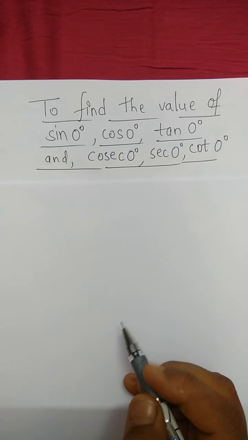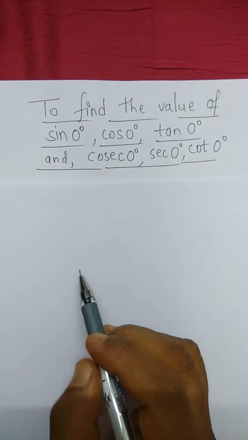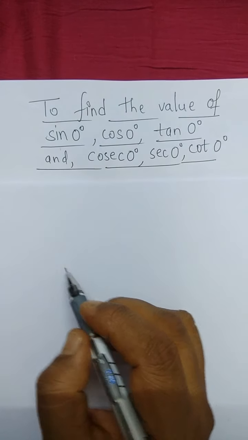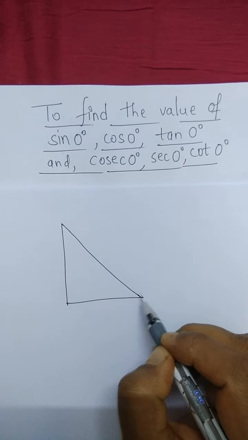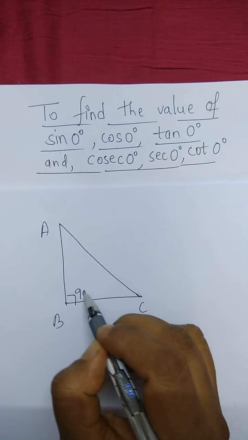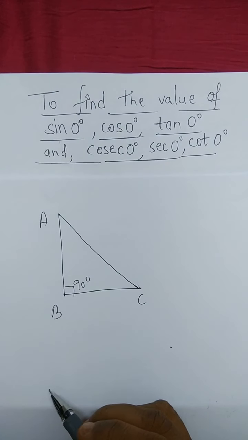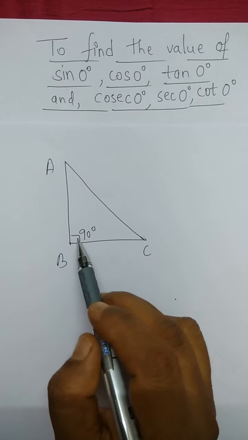Now we will find the value of all the ratios for 0 degree angle. For that we need a triangle. So we are drawing a triangle here, A, B, C, and this angle is 90 degree. It is the reverse of the previous one. We want 0 degree angle now.